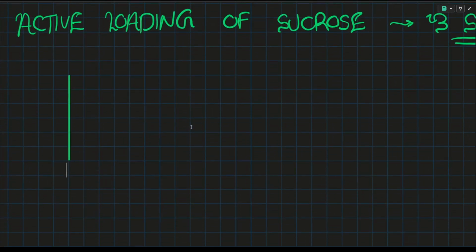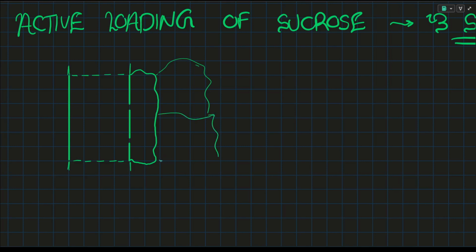First, let's draw this. Actually, let's zoom in. First, I'm going to draw like this. And remember, these things were perforated. We call these perforations. End walls were perforated. And then we had these special cells right next to them. And then we have other plant cells, like so.